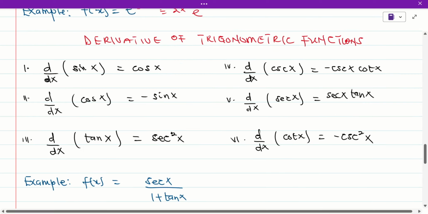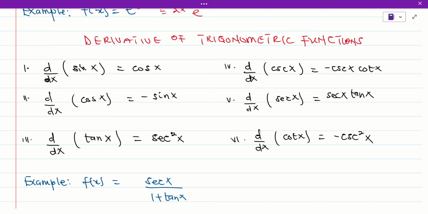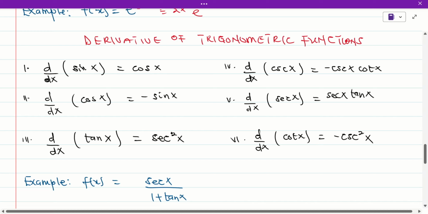We also have the derivative of trigonometric functions. So always put this in your mind that whenever you differentiate sine, you get cos. Whenever you differentiate cos, you get negative sine. Whenever you differentiate tan, you get sec squared, right? So when you differentiate sine x, you get cos x. Cos x, you're going to get negative sine x. When you differentiate tan x, you're going to get sec squared x.